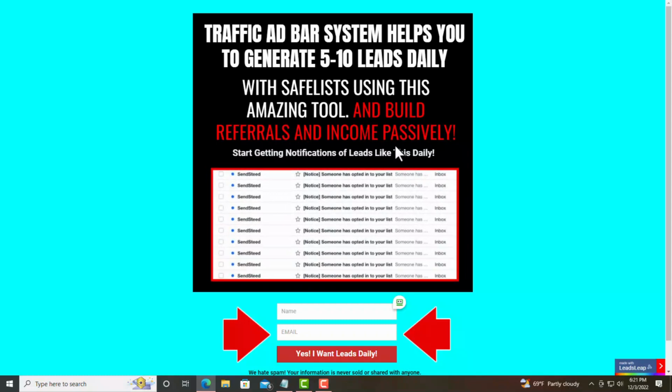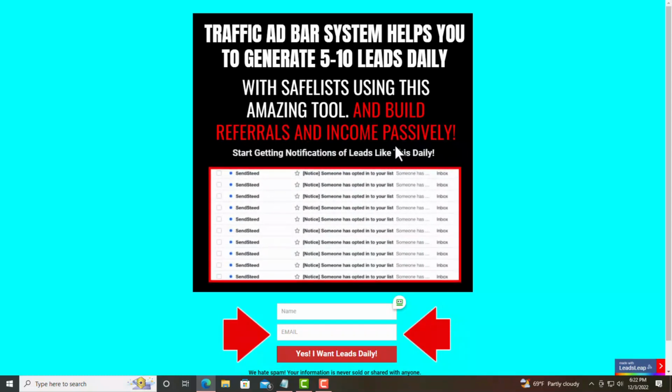So this is something that you really need to do if you want to be successful in the traffic ad bar system. You got to advertise within the system if you want to get leads. And you always have to advertise, and traffic ad bar is getting leads all the time. That is the way you make your money. You know, the saying is, the money is in the list. It is the same thing here in the traffic ad bar system.